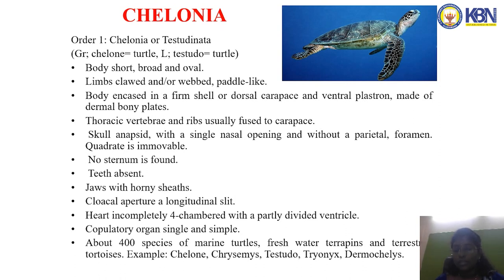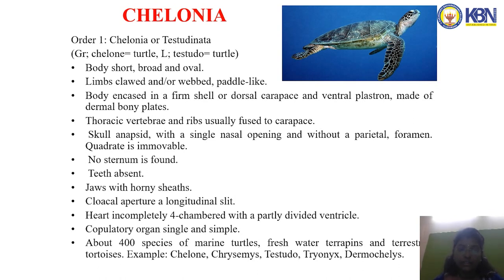On the outer dorsal, the upper part, we can observe a shell-like structure present on the top of the turtle. This part is called the dorsal carapace, and in the ventral side we can observe the plastron, which is made up of dermal bony plates.